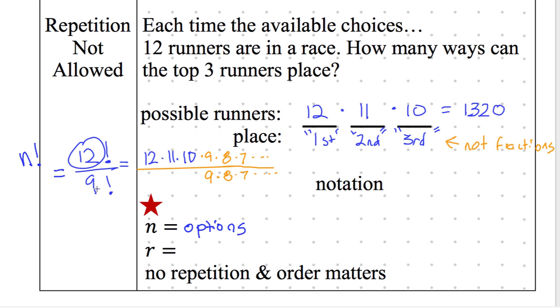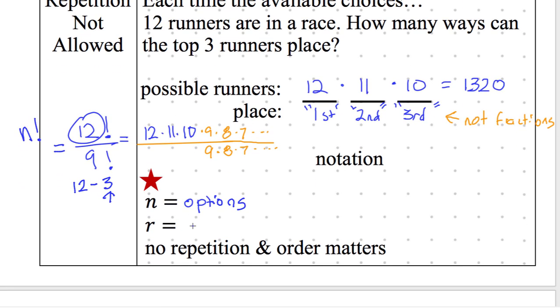Well then, you said 12 minus 9, well, not 12 minus 9, 12 minus 3. What was 3? The third place. What was 3 in terms of n and r? Oh, r. And what does r represent again? The number of places that you're looking for. We did 3 times because we had first, second, and third. There are 3 things that we were looking for.